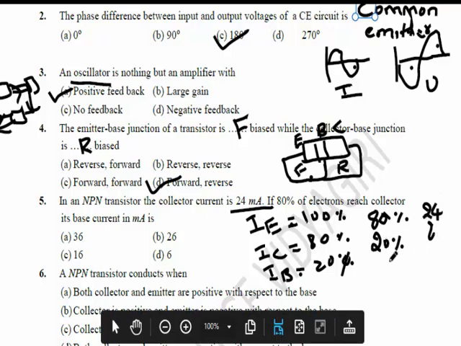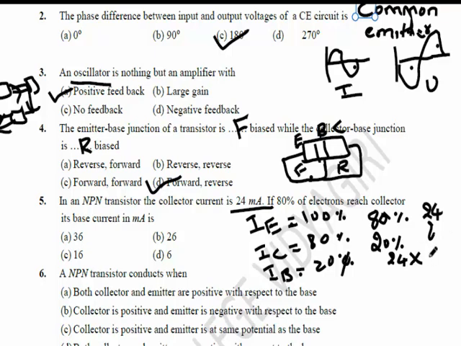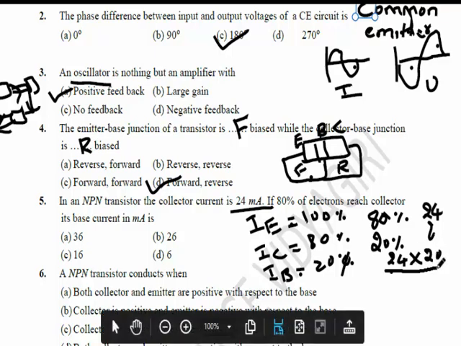So to solve, cross multiplication. 80% is 24, so 20% is how much? 24 into 20 divided by 80. So 0 cancels, 2 fours are 8... the result is 6 milliampere. 20% is the base current, 6 milliampere.